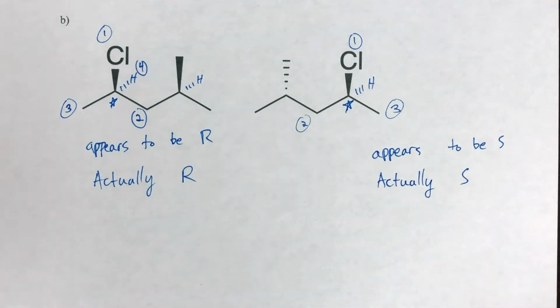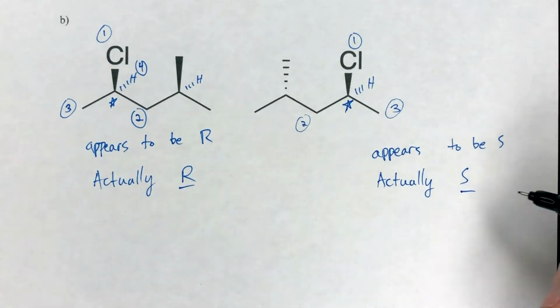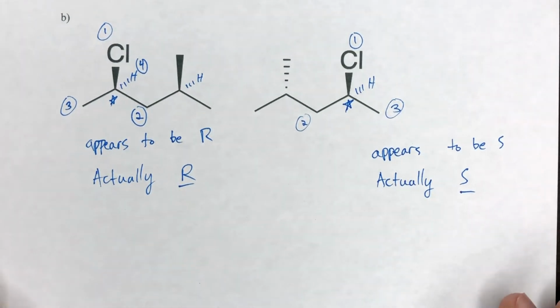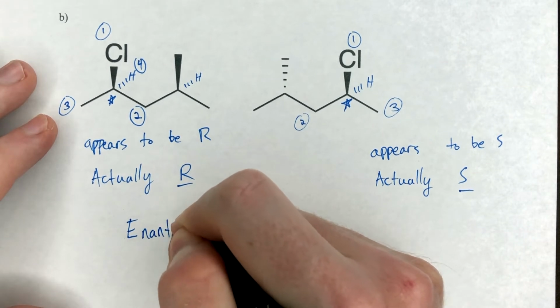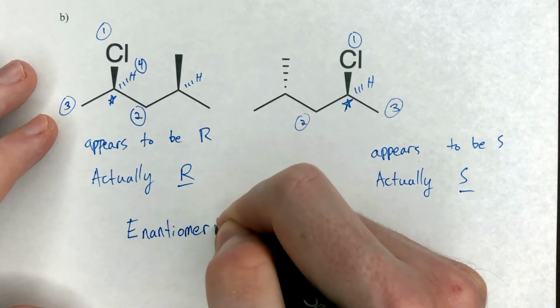So in this case, we only have one chiral center. When you only have one chiral center, if the two molecules have opposite configuration at that chiral center, in other words, all of the chiral centers are opposite configuration, that is an enantiomeric pair. So these two are enantiomers.